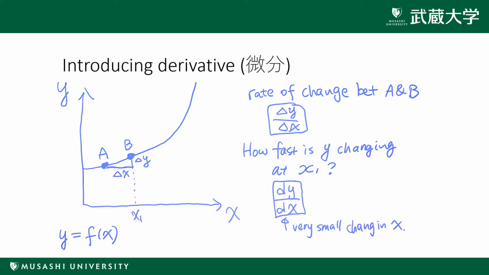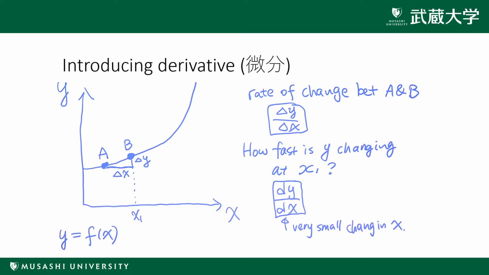So what is the slope concept? You're given 2 points. This is A, this is B, right? The slope concept is basically the change of x and the change of y. So the rate of change between A and B is basically the change of y over the change of x, right? So that's the basic concept of rate of change.